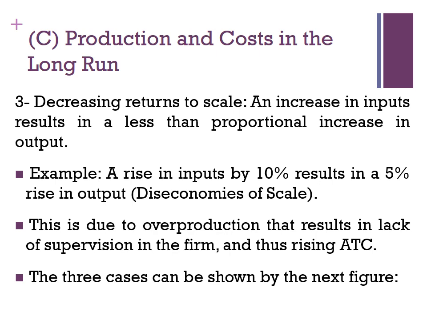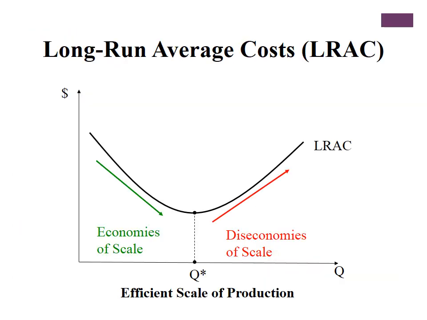The three cases can be shown in the next figure. Here we can see the three stages. Number one, economies of scale, and we here observe that as more and more units are produced, long run average cost is falling until we reach the minimum long run average cost. This is the stage of constant returns to scale, and here we have reached Q asterisk, which is the efficient scale of production, the optimal size of production for the firm.